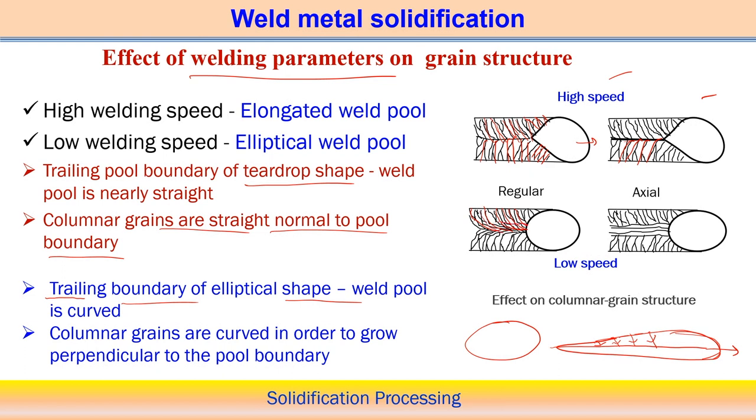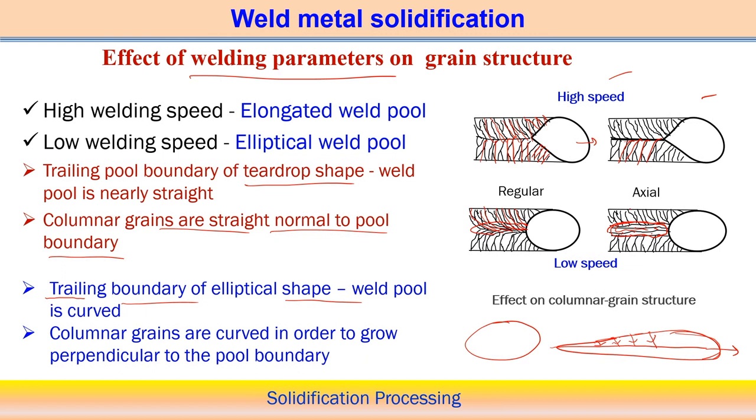But at the center point, the temperature gradient is lower compared to the other parts, and almost constant. At any point the temperature gradient remains on the lower side as well as more or less the same. So here it will try to create an equiaxed kind of structure. So depending upon the welding speed, we can expect different kinds of structure.